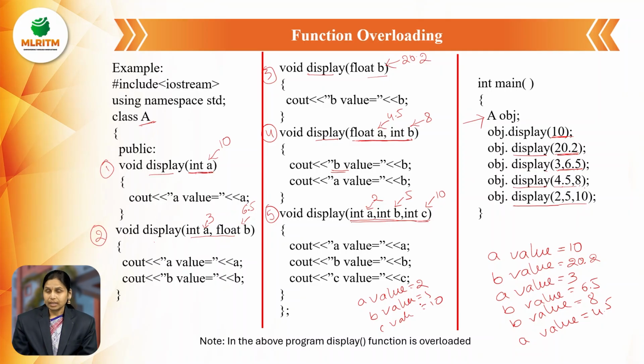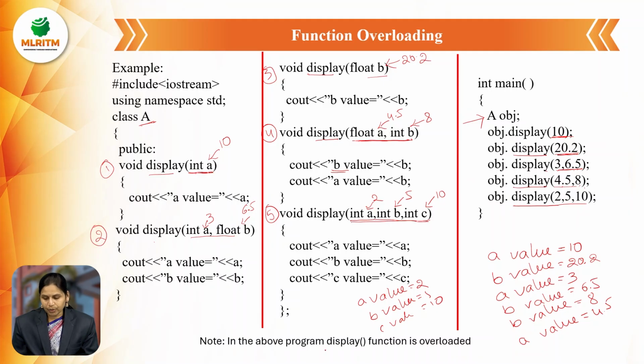Here the display function name is the same, but the functions are differentiated by the number of parameters, the order of the parameters, and the data type of the parameters. Now this is called function overloading. Here we are overloading the same display function by using different types of parameters.